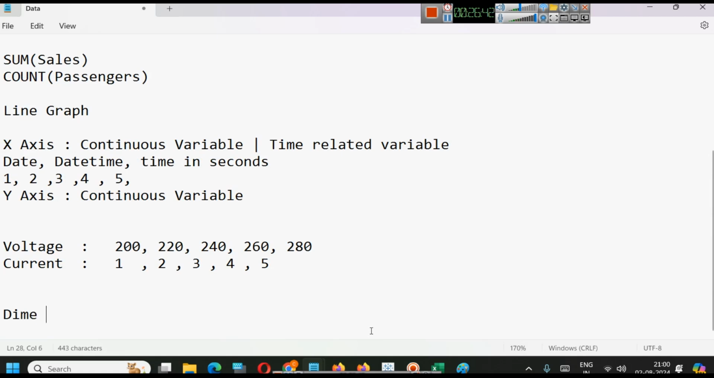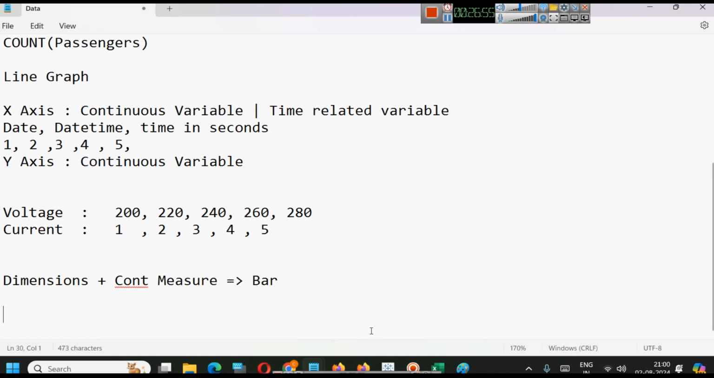Although we will have some exceptions later, for you to remember: dimension plus continuous measure, bar graph, right? Time variable or continuous measure plus another continuous measure, line graph.